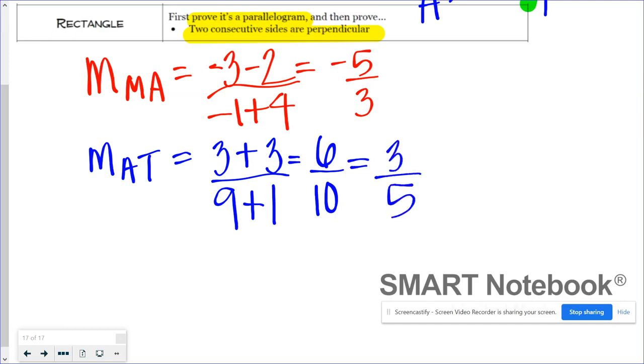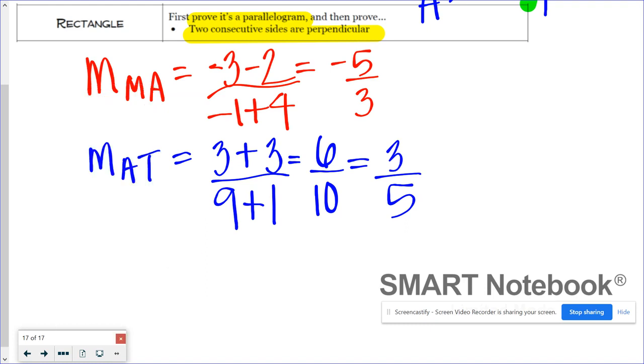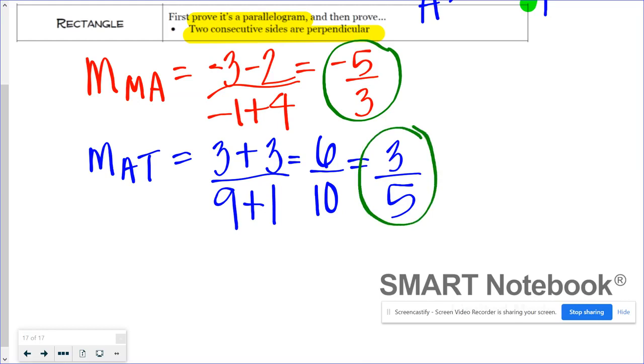So I'm trying to prove that MATH is a rectangle. So I need to show two consecutive sides are perpendicular. Well, I just did that. Side MA has a slope of -5/3. Side AT has a slope of 3/5. Therefore, I have shown that MA is perpendicular to AT and that MATH is a rectangle.